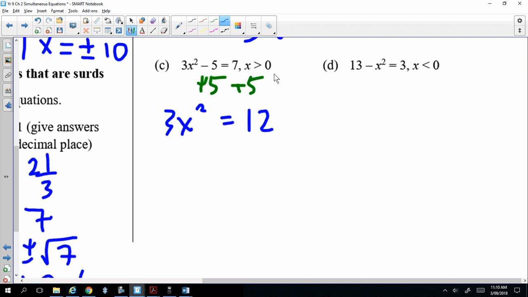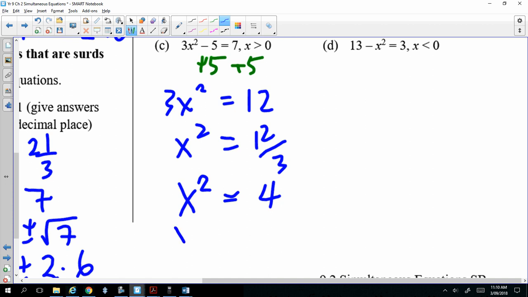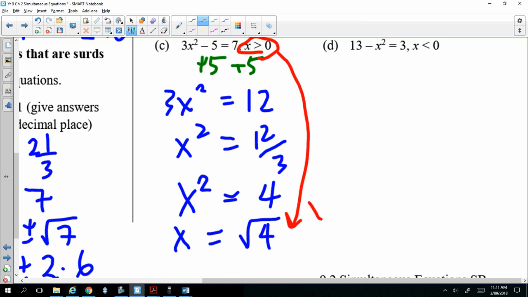All right, what's the next step? Divide by 3, which is 4. And how do I find x? No, it's only positive. Yes, because of this. Very nice. You have to interpret. If they say x is positive, do not put minus. You just write x is 2. Yeah. Get it? All right, next question.